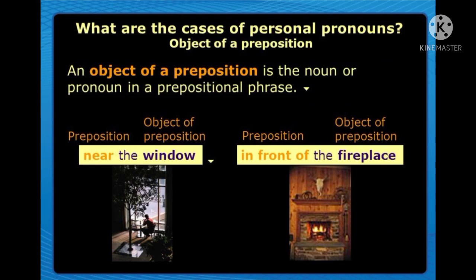An object of a preposition is the noun or pronoun in a prepositional phrase. Example: Near the window. Near is the preposition. The window is the object of the preposition. In front of the fireplace. In front of is the preposition. Then the fireplace is the object of the preposition.